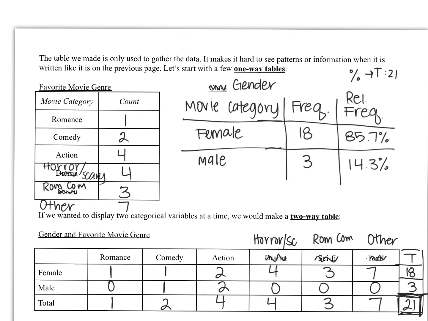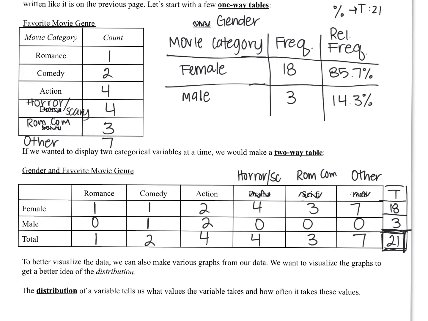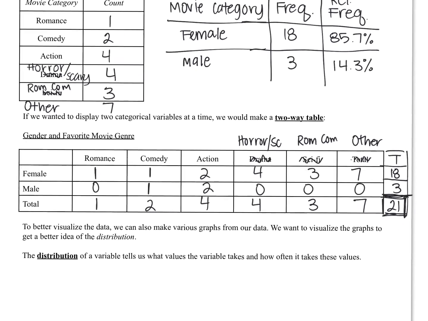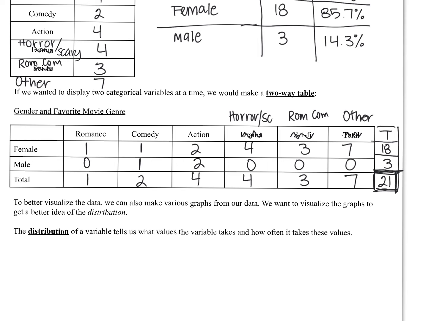So that's one-way tables. Now, if we want to compare the variables together, we want to compare 2 categorical variables at a time, we would make a two-way table. So what I did is, and now I could have put the movie genres as my rows and the gender as the column. It really doesn't matter, but it made a little bit more sense here for the gender to be the rows. So I have my female and my male as my rows, and across the top I have my movie genres, and then you notice at the bottom row in the far right column are totals.